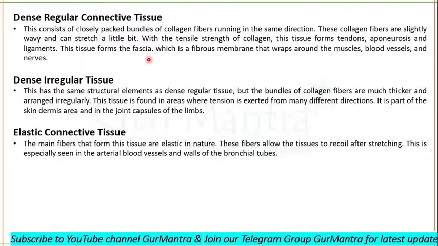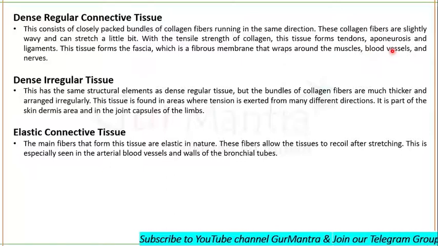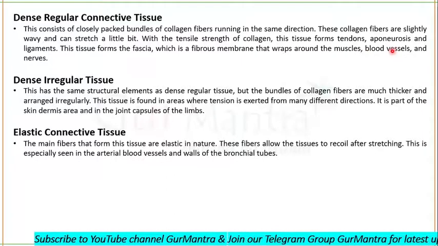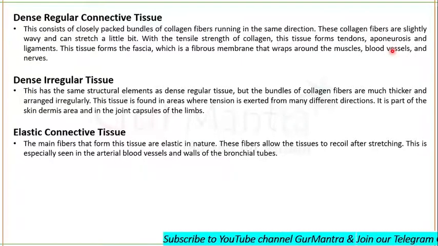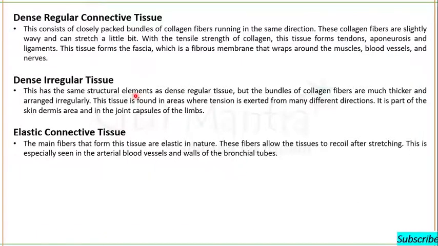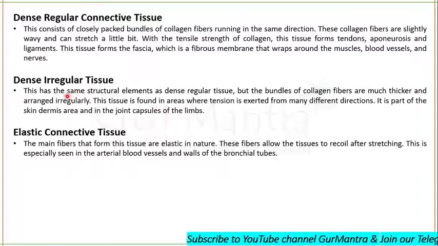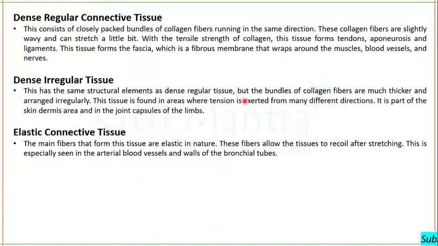This tissue forms the fascia, which is a fibrous membrane that wraps around muscles, blood vessels and nerves. Remember this: dense regular connective tissue forms the fascia, which is a fibrous membrane that wraps the muscles, blood vessels and nerves. Fascia is formed of dense regular connective tissue. Then dense irregular tissue has the same structural elements as the dense regular, but the bundles of collagen fibers are much thicker and are arranged irregularly.